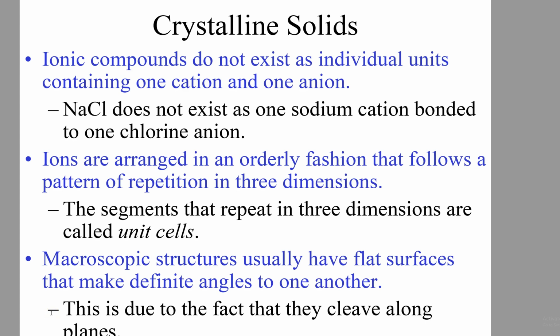Let's talk about crystalline solids today, and we're going to talk about how ionic compounds do not exist as individual units containing one cation and one anion. In fact, they are arranged in an orderly fashion. I think there's a misconception out there that these crystals are attracted to each other in such a way that they're kind of locked in. And the difference here is that they occur in 3 dimensions, called unit cells.